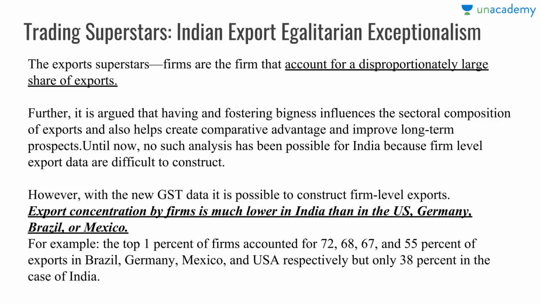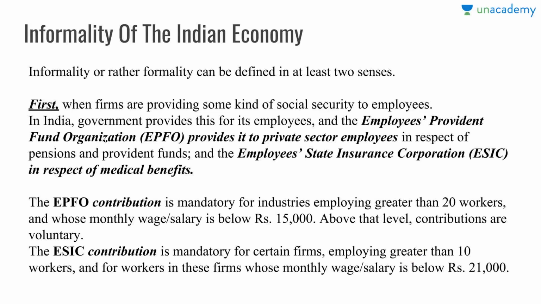So there are a lot of export superstars, those firms that account for a disproportionately large share of exports. Okay, and they have a huge influence also, and they create comparative advantage for themselves. No such analysis was possible earlier, but now it is possible. Export concentration is much lower in India than in USA, Germany, Brazil. For example, the top 1% of firms accounted for 72%, 68%, 55% of exports in these countries. But in India, the top 1% companies account for just 38%, which is very less. It is much more egalitarian in India.